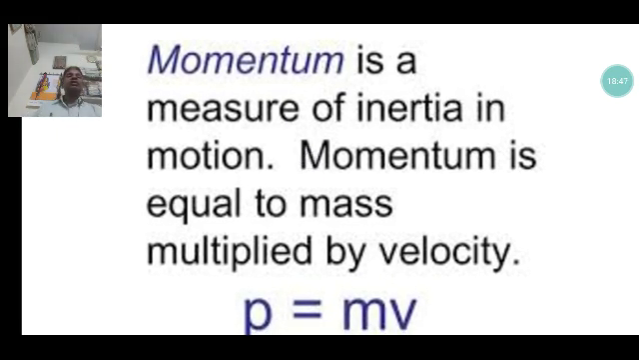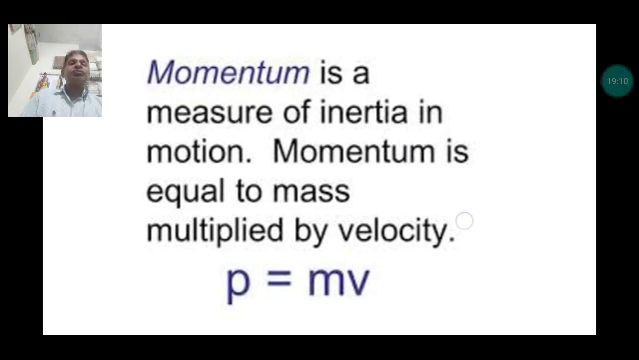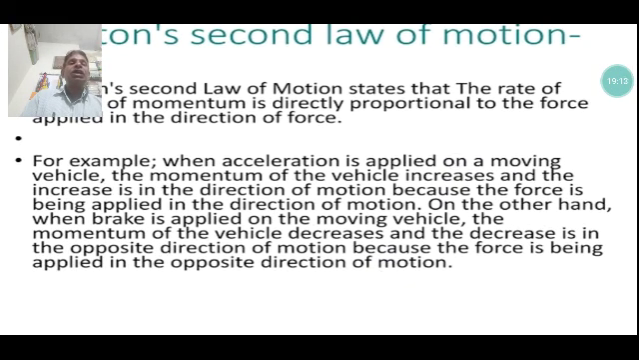Momentum is the measure of inertia. It is related to the mass in motion. Momentum is equal to mass multiplied by velocity. When the mass is multiplied by velocity, we get another type of physical quantity known as linear momentum. Momentum can be written as P is equal to mv, where m is the mass of the object and v is the velocity of the object. Now, in the next slide we discuss Newton's second law of motion.